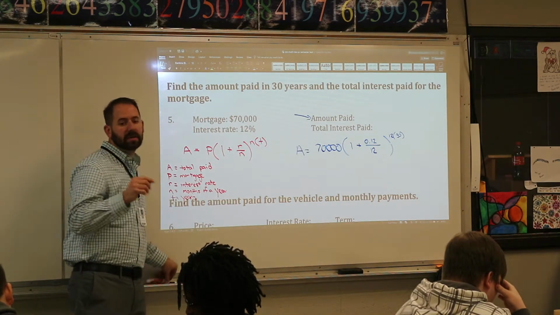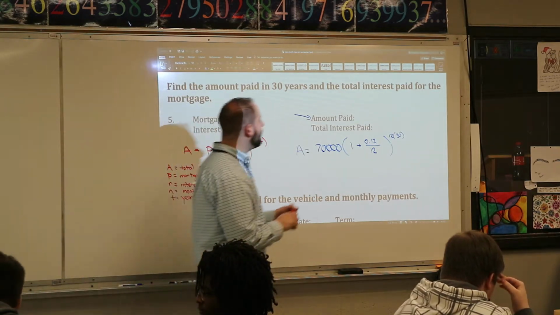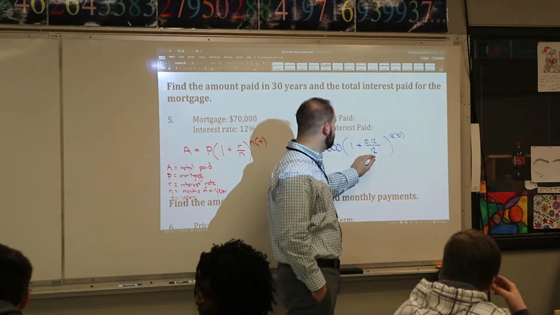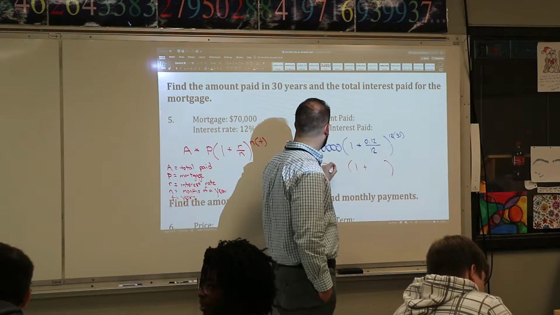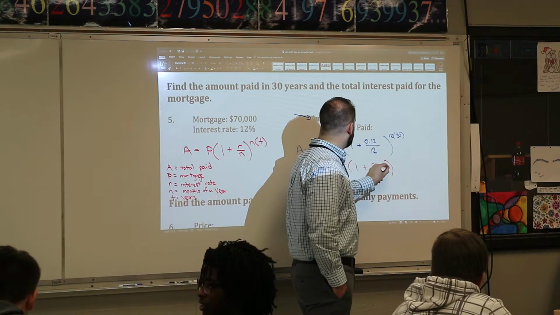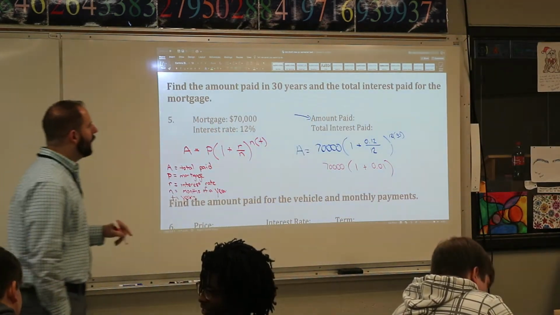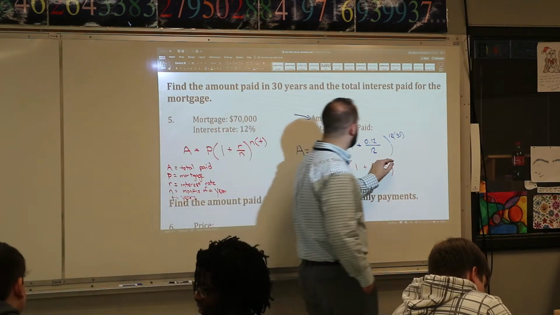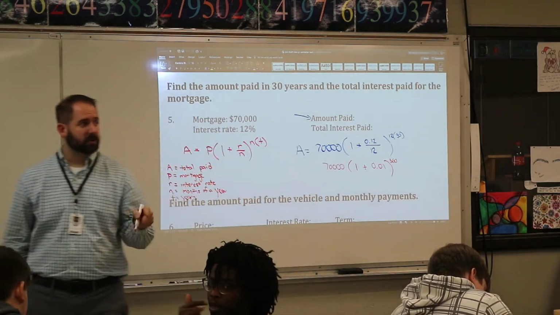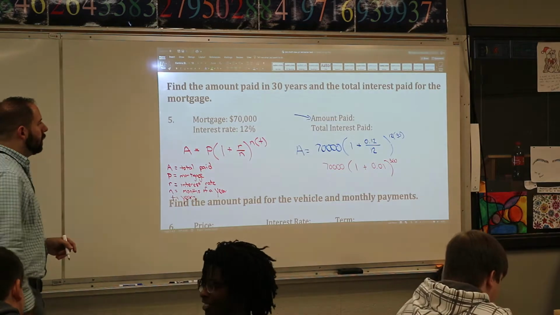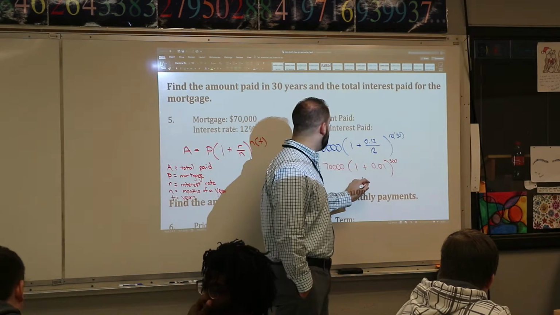This is where you are guaranteed you need a calculator. You have to have one to do this problem. The first step, you have to take 0.12 and divide by 12. 0.12 divided by 12, what do we get? 0.01. Everyone's good? Next, we have to take the 12 times 30 up in the power. 360. If that was a different year, like 25 years or 20, that 360 will change. If the interest changed, this decimal will change. We have to add these two decimals together to get 1.01.